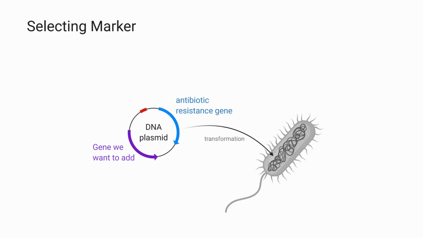This is done by using a selection marker. Oftentimes, antibiotic resistance is used for this step. In our plasmid, there is not only the gene that we want to have inside the cell, but also other genes. For example, one that gives the bacterium the ability to survive specific antibiotics.